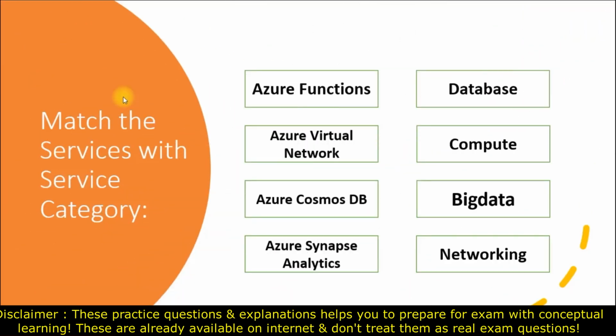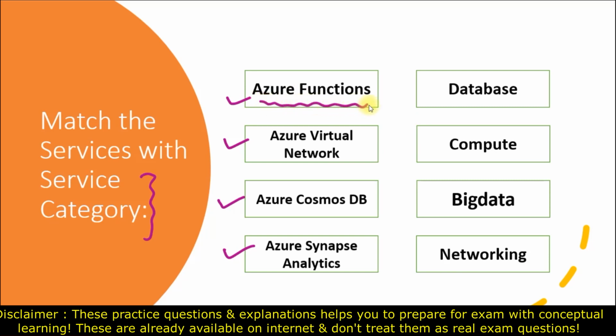So guys, let's talk about this question. In this question, they are asking us to match the services with the service categories. As we know, there are main categories like database, network, computing, and big data. These are the categories we have in Azure. These are the services given: Azure Function, Azure Virtual Network, Azure Cosmos DB, and Azure Synapse Analytics. We need to identify which category these services belong to. So let's talk about them one by one.